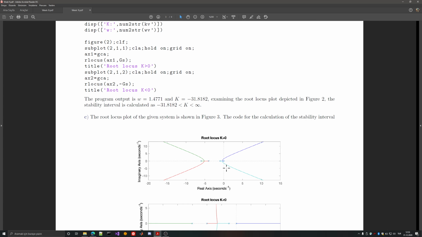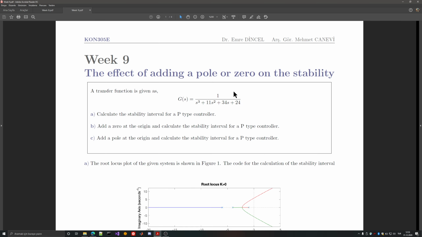So if I'm adding a pole, it is more difficult to stabilize the system. If I'm adding a zero, this will most probably help me out. So why did we see the effect of adding a pole and a zero?